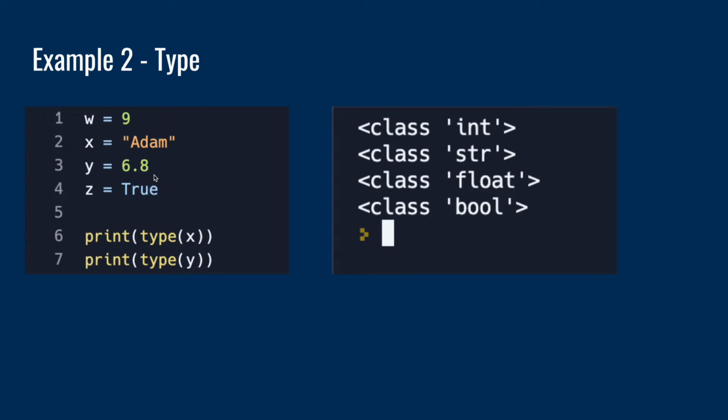So to check the type of variable, we can use this type function. So here are the variables: 9, which is an integer, x, which is a string, y, which is a decimal float, and z, which is true or false, so it's a boolean. So here when we print the type of all of these variables, this is what it returns. So class integer, class string, class float, and class boolean. So that's the way to check the types of variables.